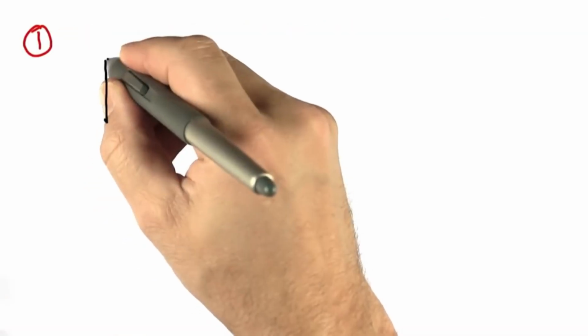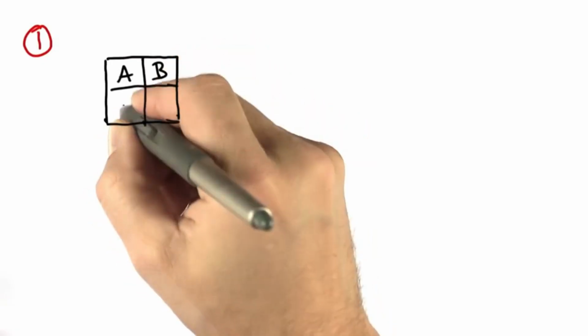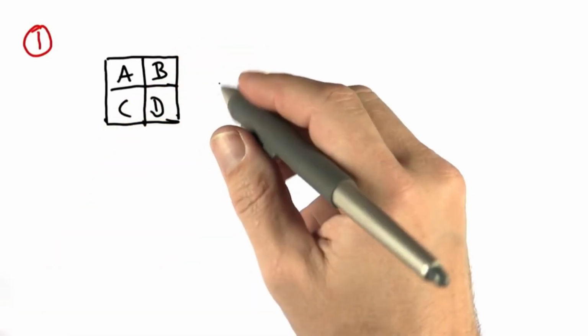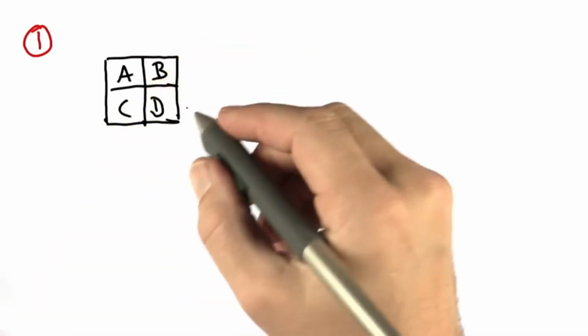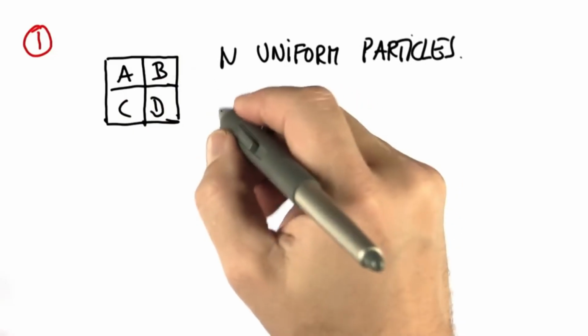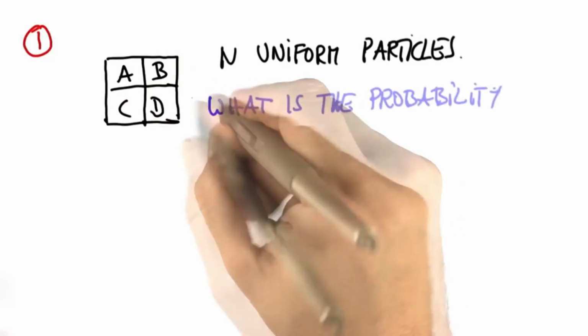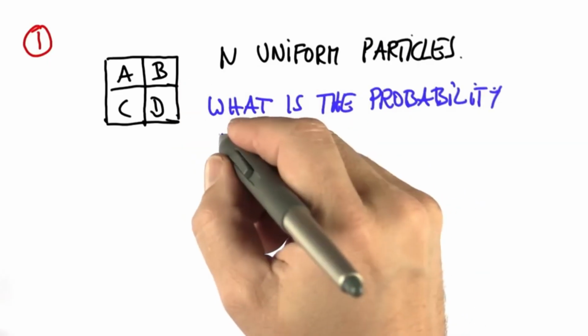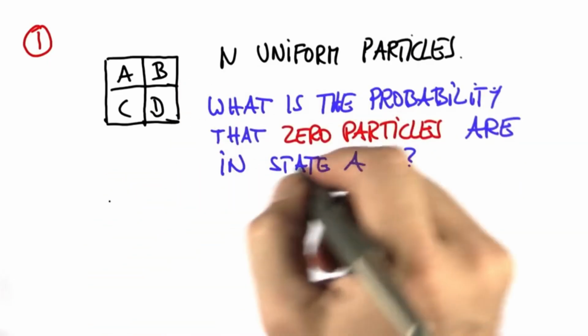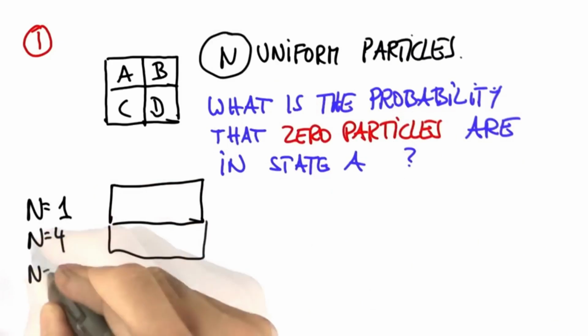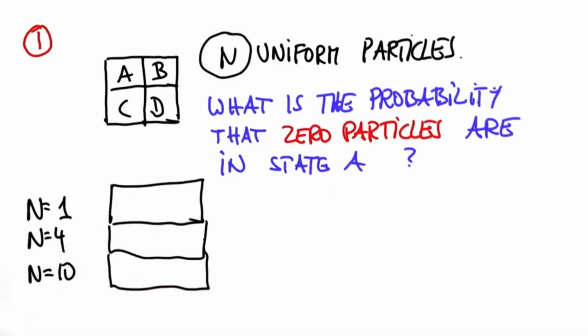Consider the following world with 4 states, A, B, C, and D. Suppose we wish to initialize our estimate with uniformly drawn particles. My question is, what is the probability that cell A is empty? And I'm asking this for different values of n. N equals 1, 4, and 10.